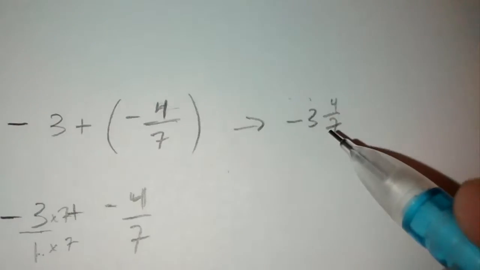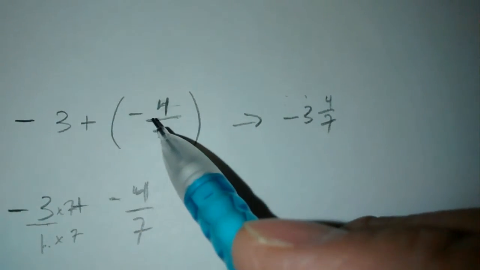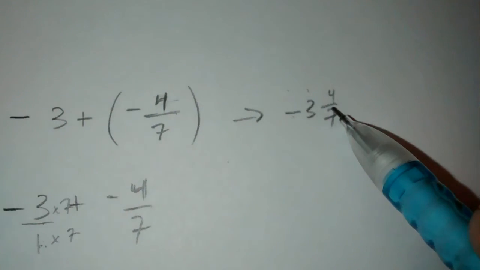So remember, this means negative 3 and 4/7 means negative 3 added to a negative 4/7. The negative applies to the fraction here too. All right.